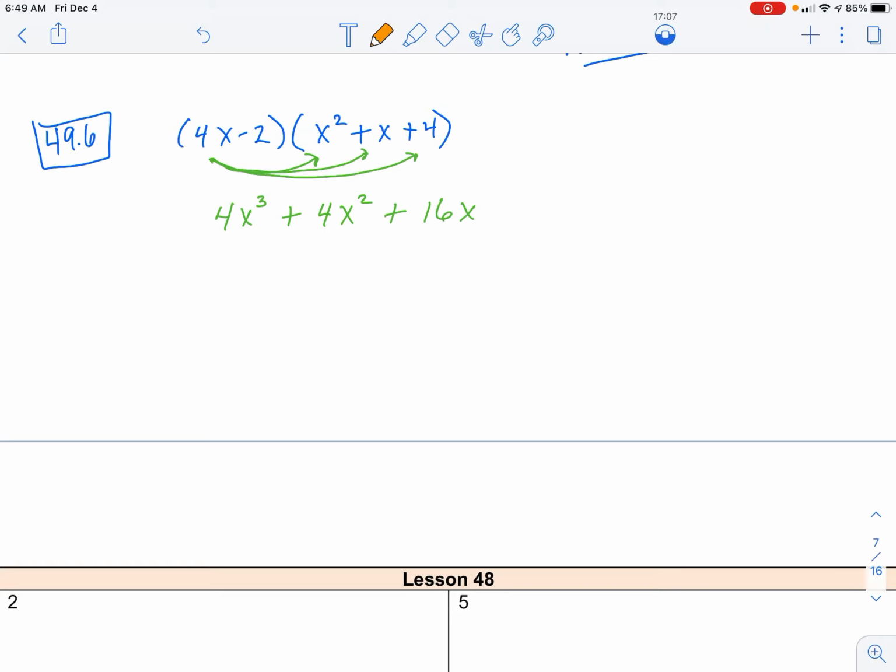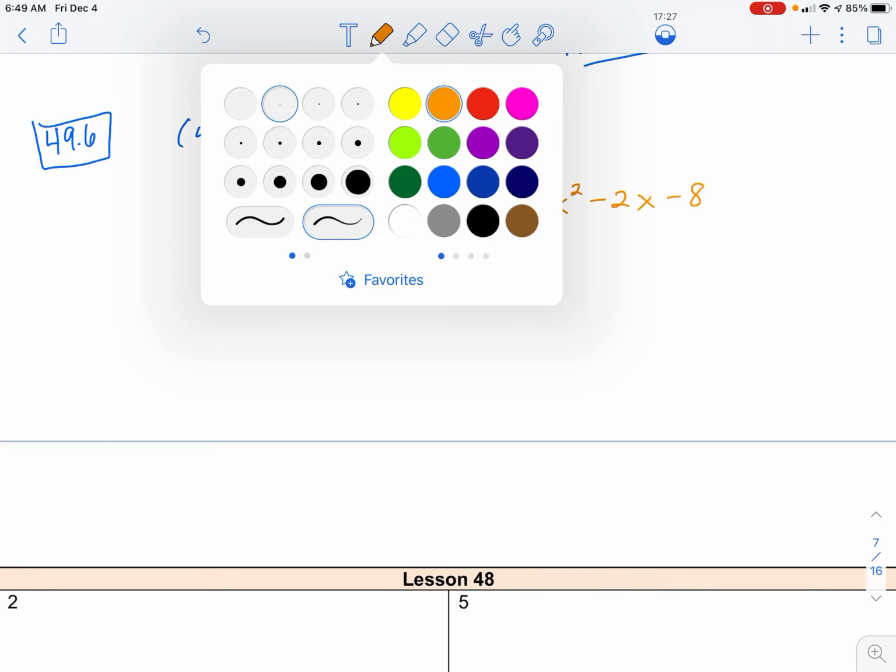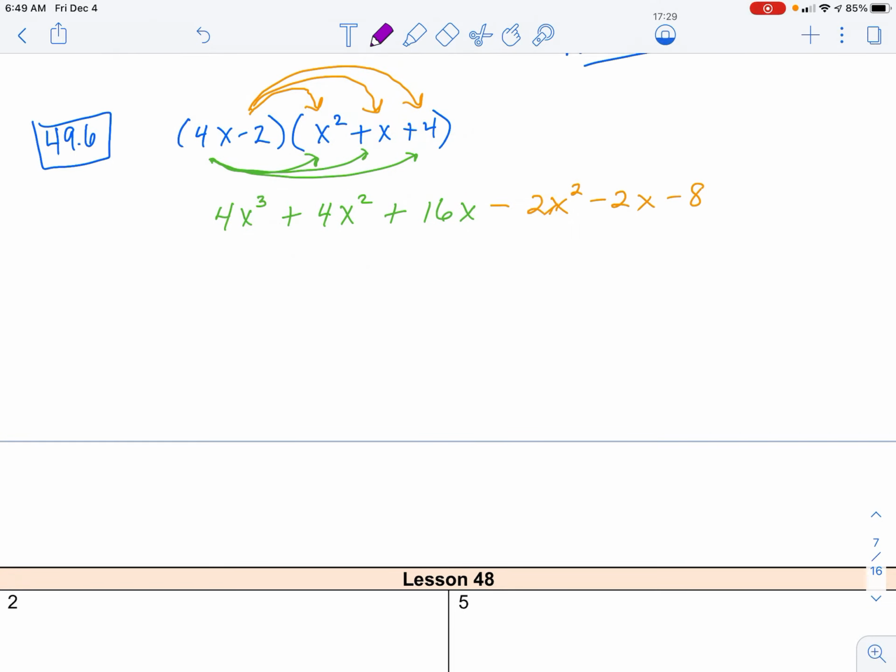Now I'm going to change the color, and I'm going to do these on the top for you. Now I have to take the second term, negative 2, and multiply it by each term in the trinomial. So I'm going to have minus 2x squared, so it's going to get a little long on you. Then I take negative 2 and multiply it with the positive x. I'm going to have a negative 2x. Take that negative 2 and multiply it with the 4. I have minus 8.